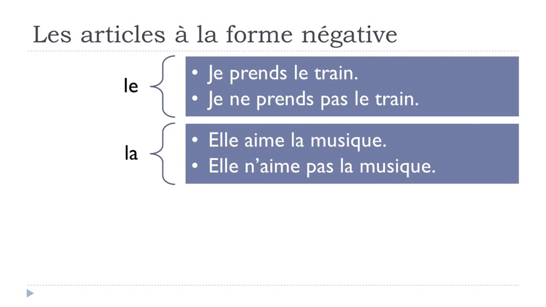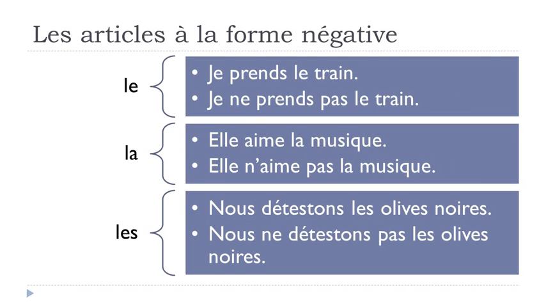Okay, so feminine. Elle aime la musique. Aimer is to like or to love. Okay, elle aime la musique, the music. Elle n'aime pas la musique. It doesn't change at all. Les, plural form. Nous détestons les olives noires. Okay, détester, to hate. Okay, olives, and then noir, black. Nous détestons les olives noires. Negative form. Nous ne détestons pas les olives noires. Okay, in that case, it doesn't change. So you can see le doesn't change, la doesn't change, and les doesn't change either.